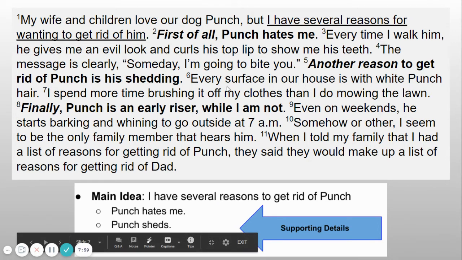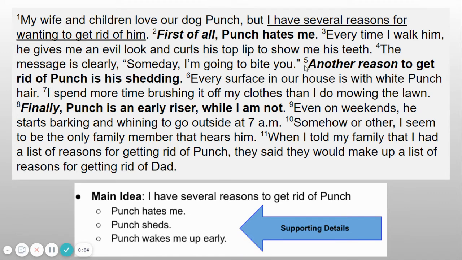And again, if you look at the beginning of each of these sentences, there are keywords that signal this is a major detail. First of all, right, Punch hates me. Another reason, right, that's another transition word, another. And then last one, finally. So with the last major detail, sometimes you'll see finally, sometimes you'll see lastly or last. So these are just words you want to absolutely keep an eye out for when you're looking for the major supporting details.